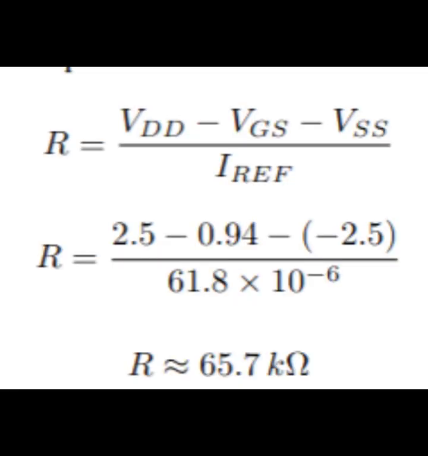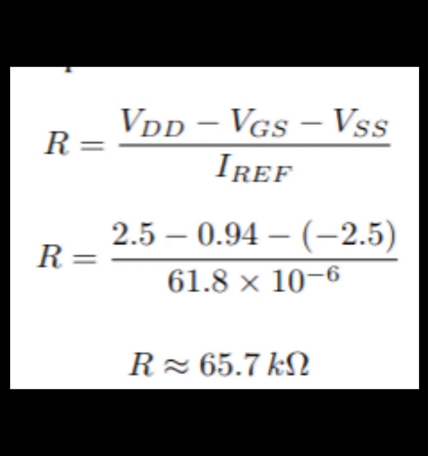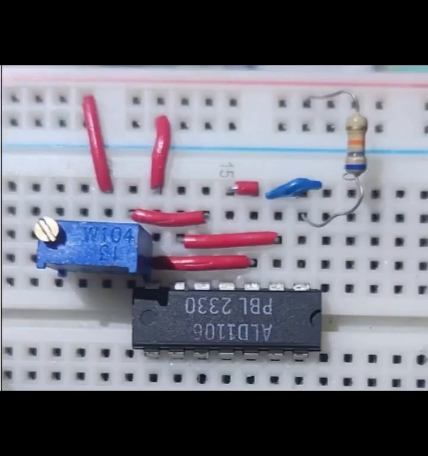The calculated reference resistor was 65.7 kilohms, so the closest standard value of 68 kilohms was selected. The measured reference current was 69.7 microamperes, resulting in an experimentally mirrored current of approximately 67.9 microamperes, which is very close to the design target. The final experimental implementation of the current mirror is shown in the picture.